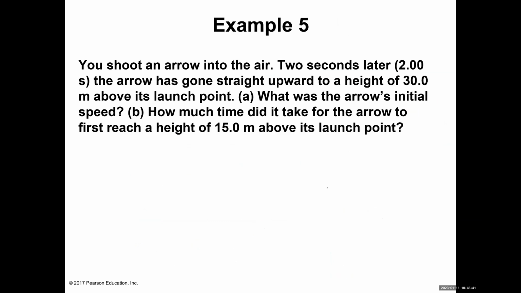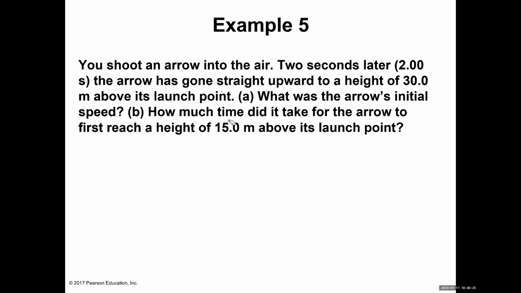Okay, so you shoot an arrow into the air. 2 seconds later, the arrow has gone straight upward to a height of 30 meters above its launch point. Again, hopefully you can recognize that this is a one-dimensional free-fall problem, right? Because you shoot an arrow into the air, and it's straight upward. So this is not a projectile. This is just a one-dimensional free-fall. What you want to find here is what was the arrow's initial speed, and how much time did it take for the arrow to reach a height of 15 meters above its launch point.